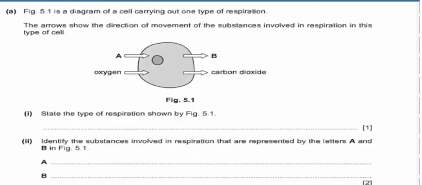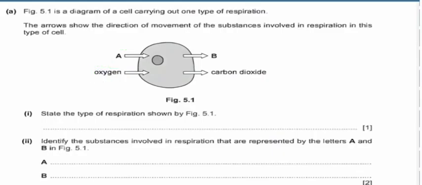Now let's come to paper 2 biology. So we have the first question, which is saying figure 5.1 is a diagram of a cell carrying out one type of respiration. The arrows show the direction of movement of the substances involved in respiration in this type of cell. So we have oxygen here and substance A.